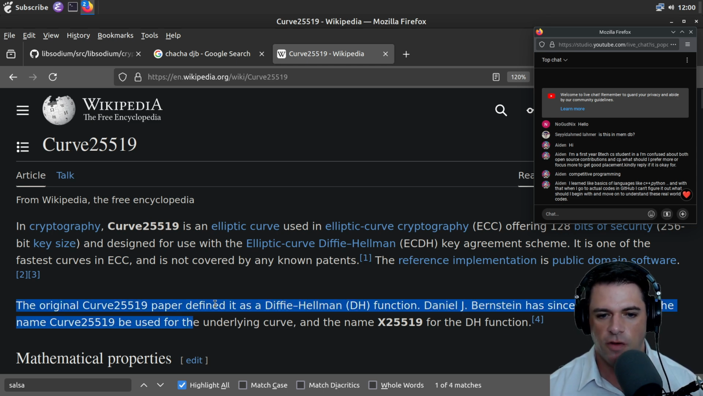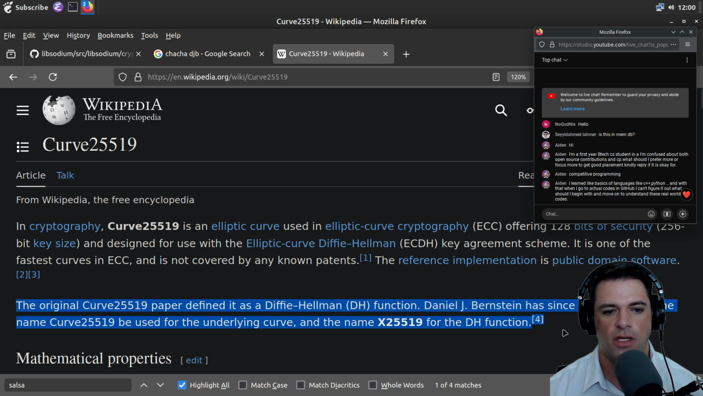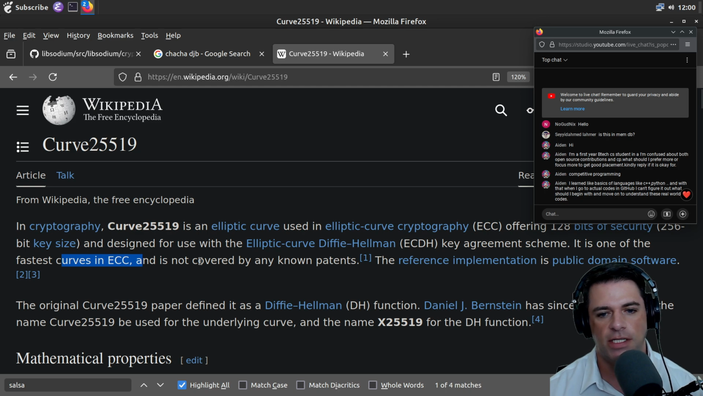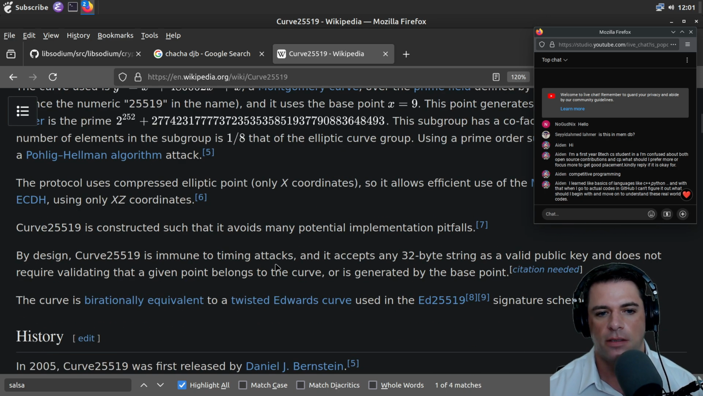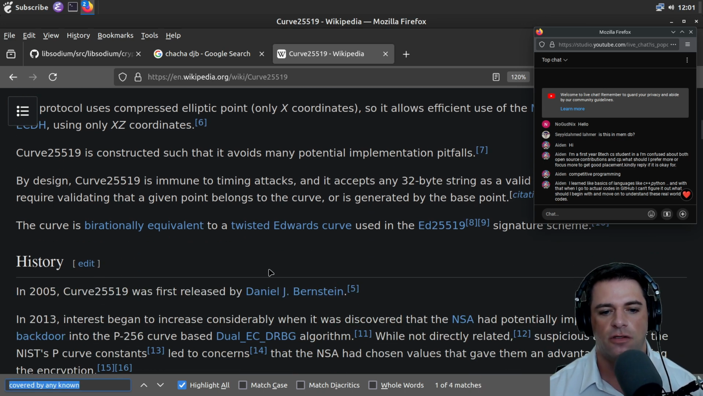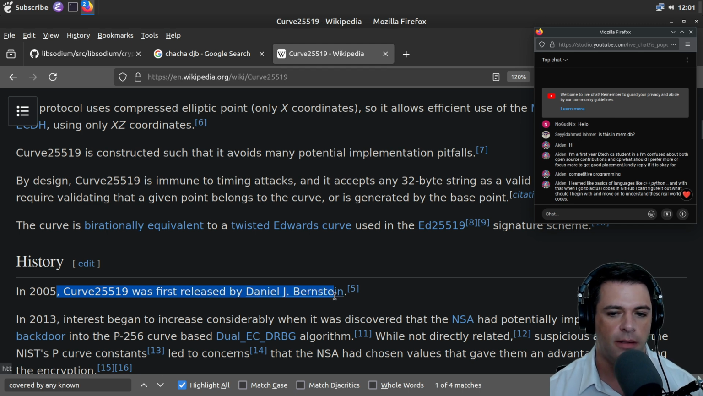The original Curve25519 paper defined it as a Diffie-Hellman function. Daniel Bernstein has since proposed that Curve25519 be used for the underlying curve and the name X25519 for the Diffie-Hellman function. It's one of the fastest curves in ECC and not covered by any known patents. It was first released by Daniel Bernstein.